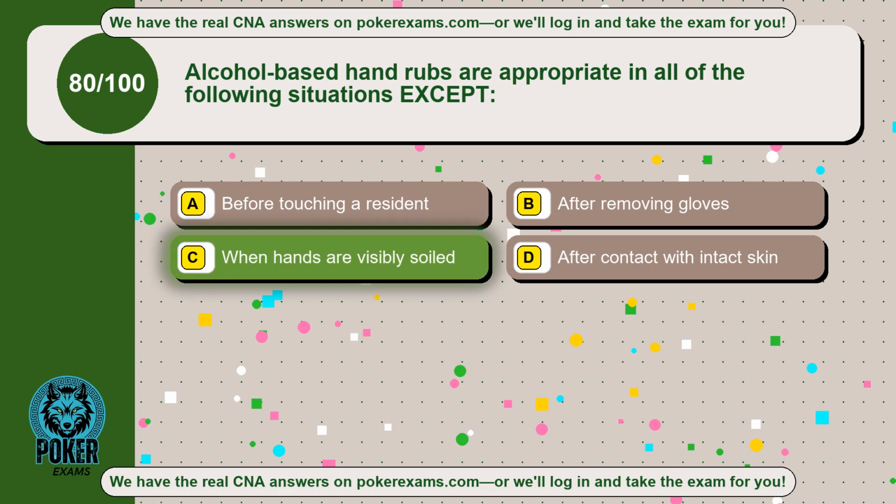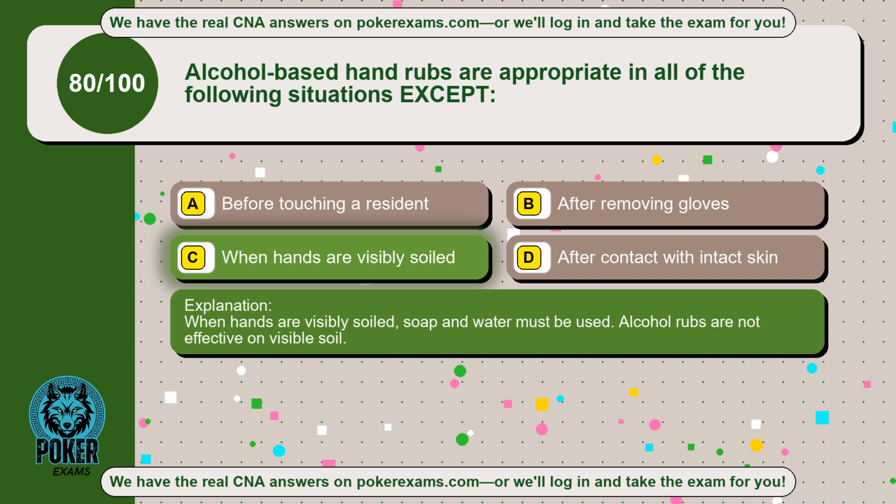The correct answer is option C: when hands are visibly soiled. When hands are visibly soiled, soap and water must be used. Alcohol rubs are not effective on visible soil.